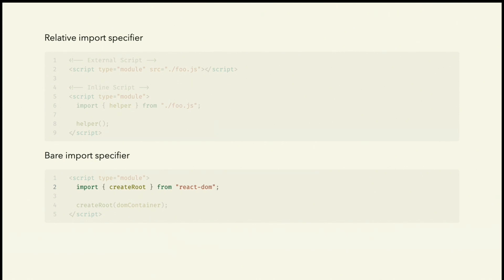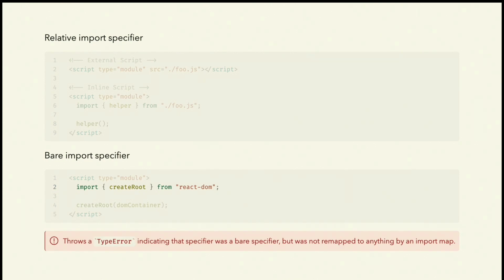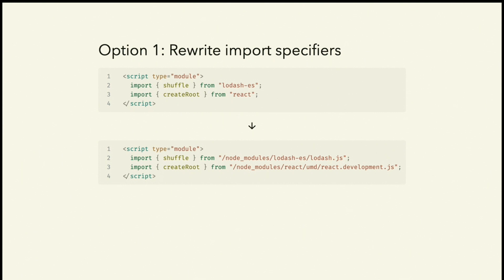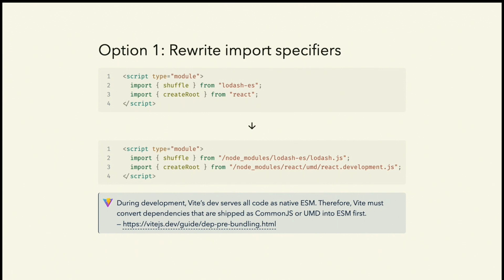It doesn't have access to the file system. You have to tell it what that means. So you'll get an error if you do that. So you have two options. You can rewrite your import specifiers. You can replace those bare specifiers with absolute or relative paths, which is what Vite does. Vite is a bundler that's new on the block, and it basically rewrites all your import specifiers to actual paths.